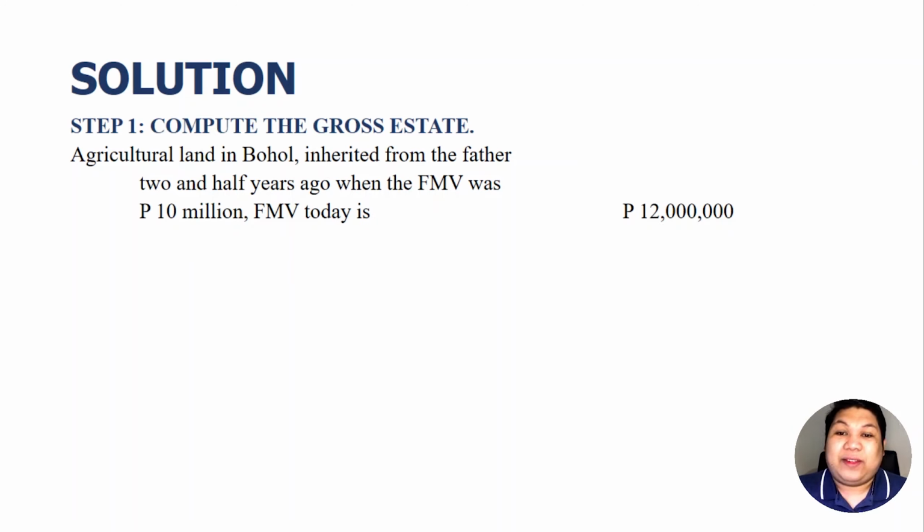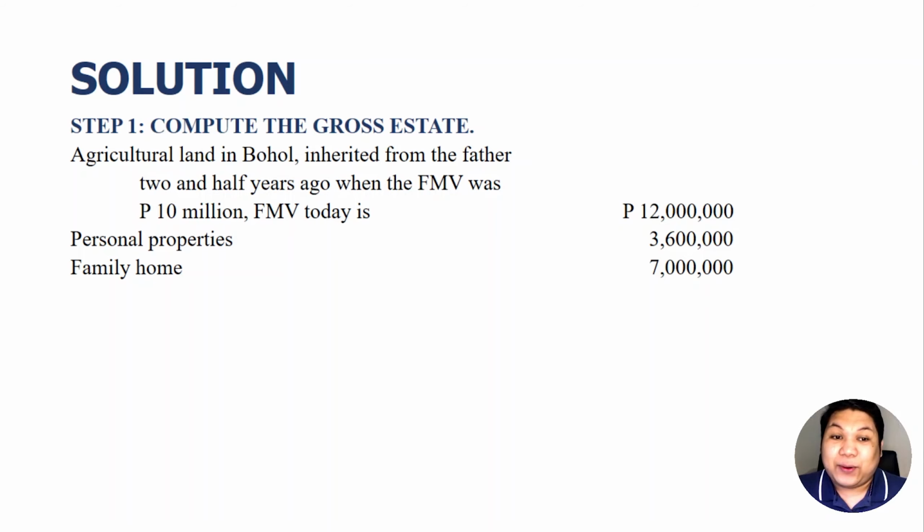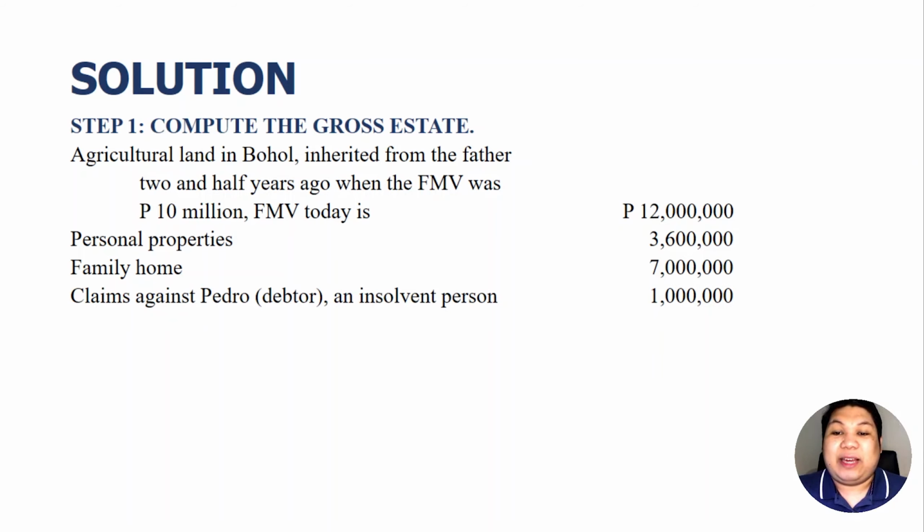But today, the fair value is 12 million. Therefore, we would consider only the 12 million when computing the gross estate, because estates in general are valued at the time of the death. We also have personal properties, 3.6 million. We also have the family home, that is 7 million, and claims against Pedro.